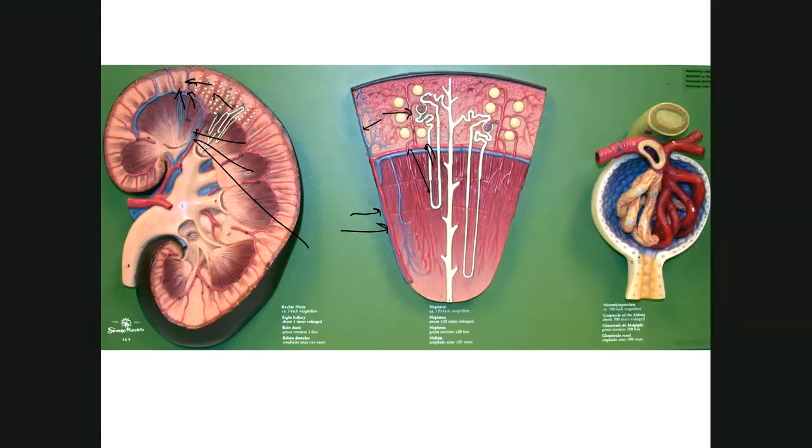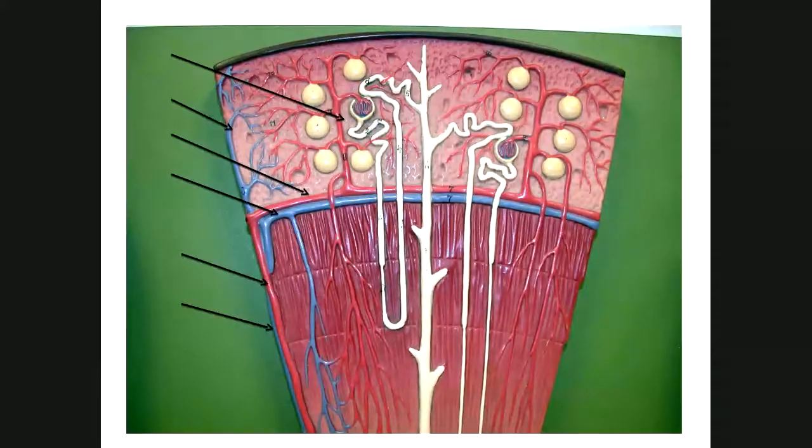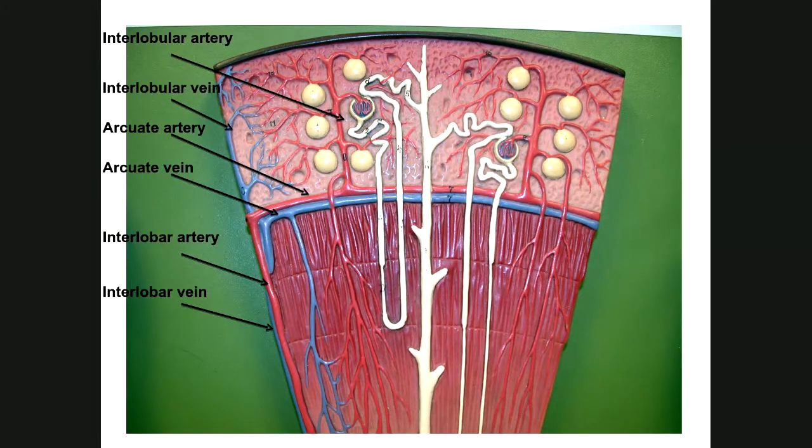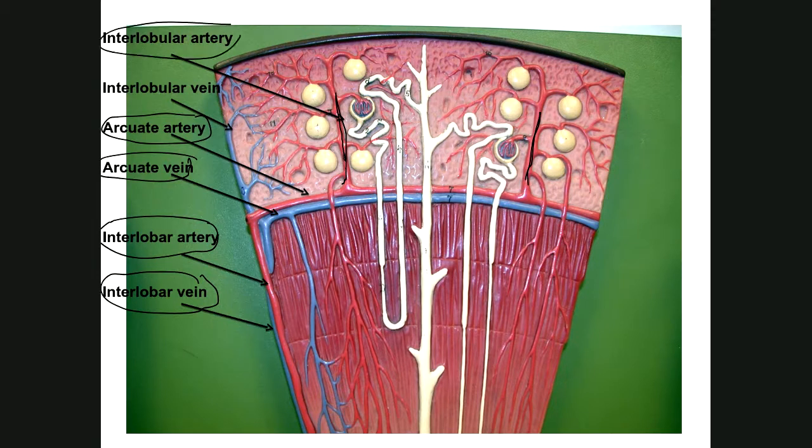So if we blow that up and look at it, we can see it. So, interlobar artery. Right next to it is the interlobar vein. These are making that arc. So there's the arcuate artery and the arcuate vein. And then coming off of this is these interlobular arteries. So these are interlobular arteries. And over here we see an interlobular vein.